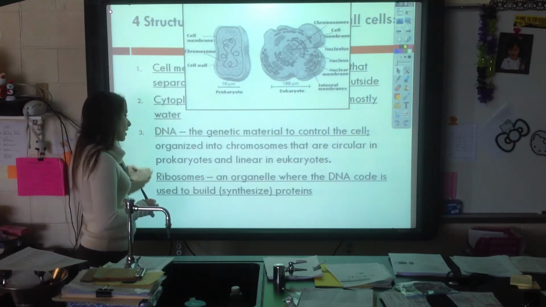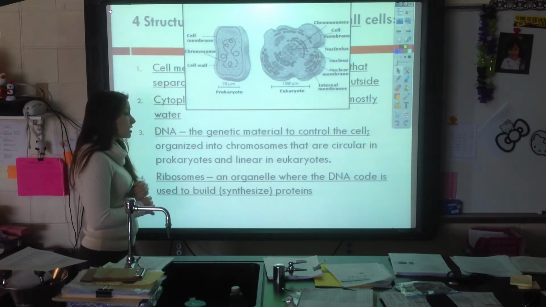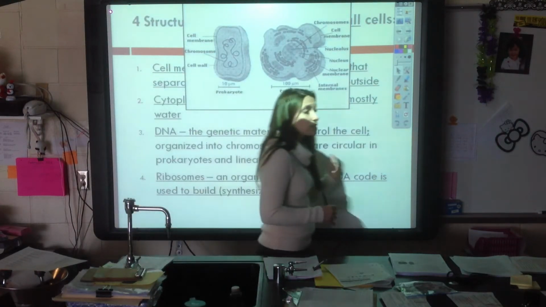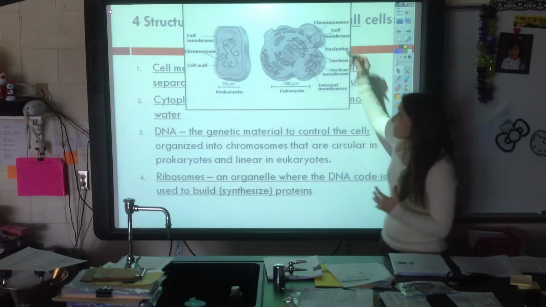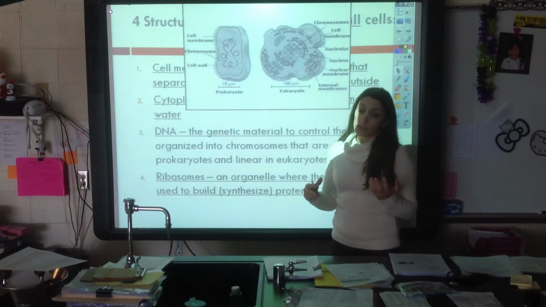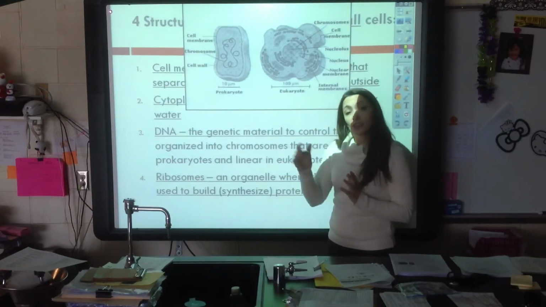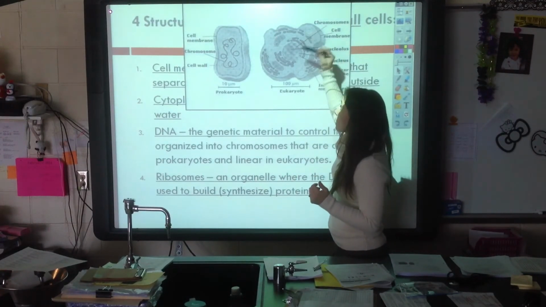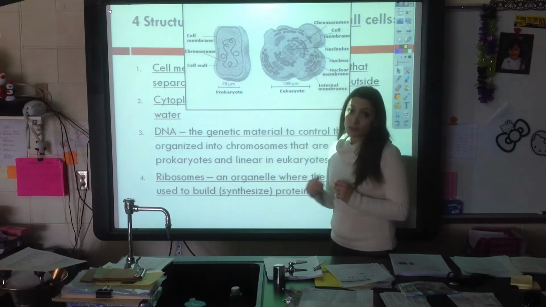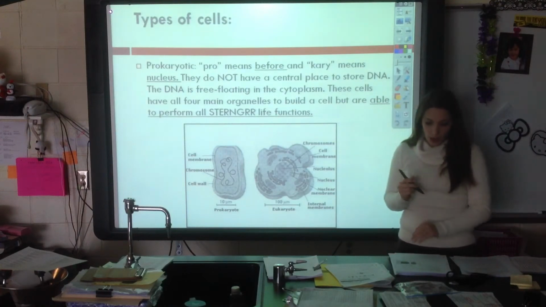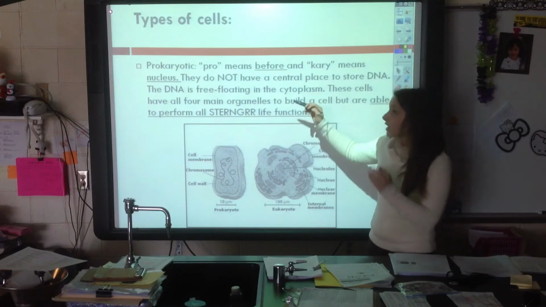And then all the cells also have a fourth structure. It's called a ribosome. It's an organelle where the DNA code is used to build or synthesize proteins. So you need a little time right now to practice these four things. That all cells have a cell membrane, cytoplasm, DNA, and a ribosome. Whatever type of cell it is, eubacteria, archaeobacteria, protists, fungi, plant, animal, all cells have a cell membrane, cytoplasm, DNA, and ribosomes.